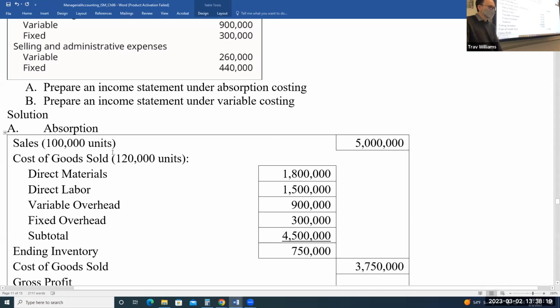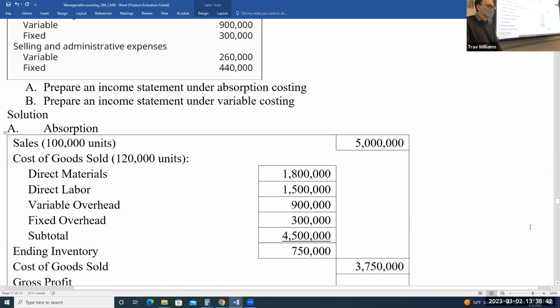Okay, so we divided by the number of units that were produced. We get a rate per unit. And then we were able to use that rate to figure out the total cost of the units that were produced or sold. Any questions on that?